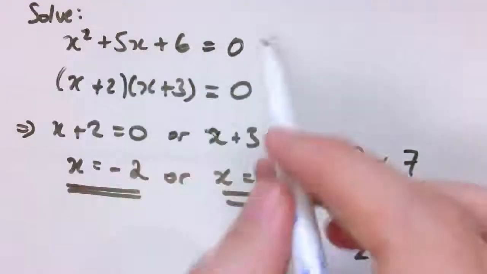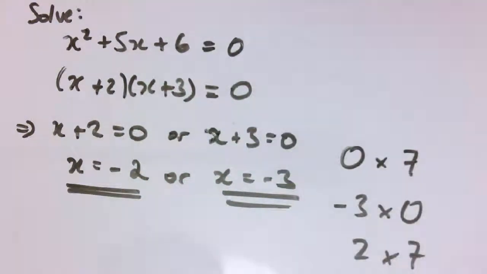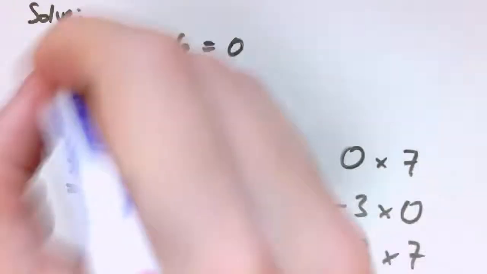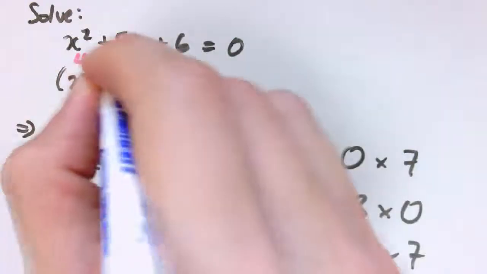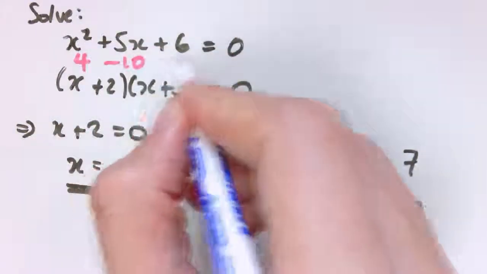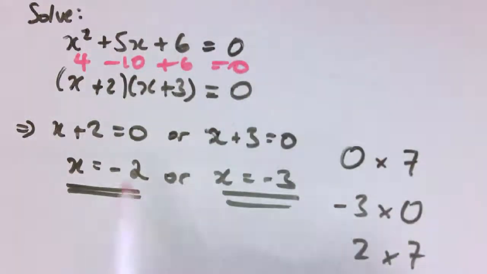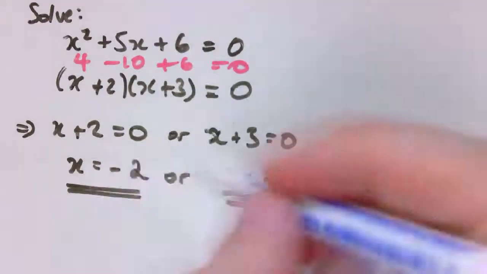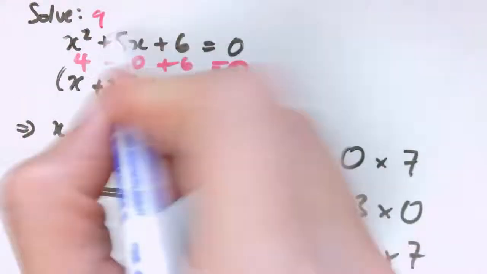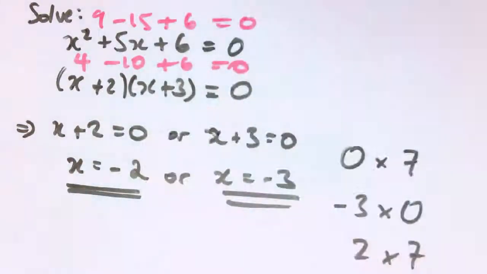If we try putting them back in, let's put minus 2 into this equation. So minus 2 squared, first is plus 4, 5 times minus 2 is minus 10, and plus 6 is just plus 6. And yes, that's all equal to 0. Similarly, if I put in minus 3, I would get minus 3 squared, that's 9. 5 times minus 3 is minus 15. And again, plus 6, and that's equal to 0. So we have found two solutions here.